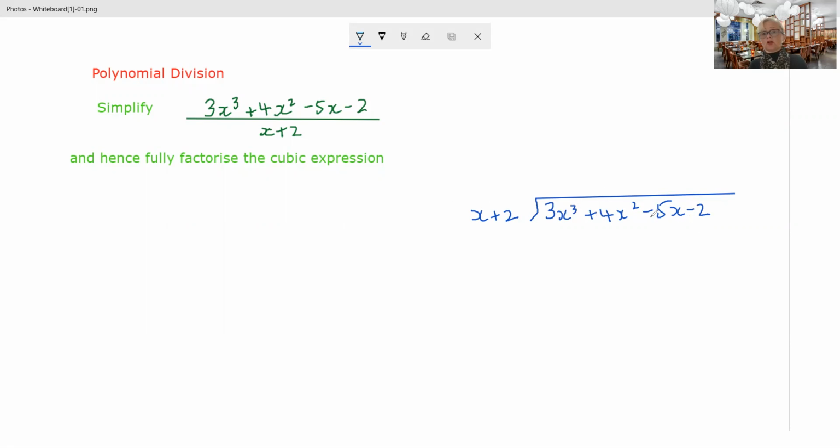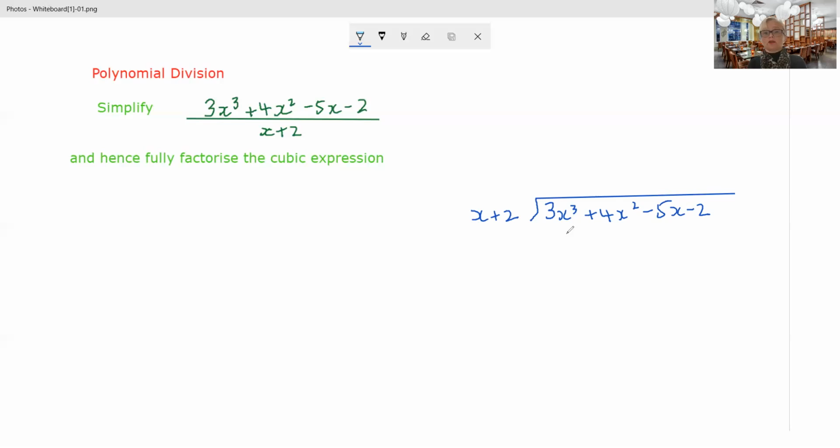If there's a term missing, like if there's no x squared term, I would actually write it as plus 0x squared, because it will help you when you're doing your subtractions along the way. You won't accidentally subtract an x squared from an x or something like that. Also order this in decreasing order. It doesn't have to be a linear function that you're dividing by. It could be anything, as long as this power is greater than this power, you can do a division.